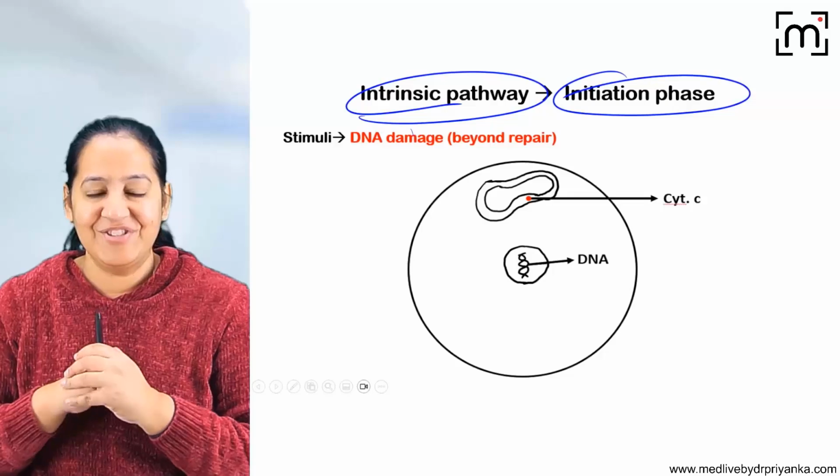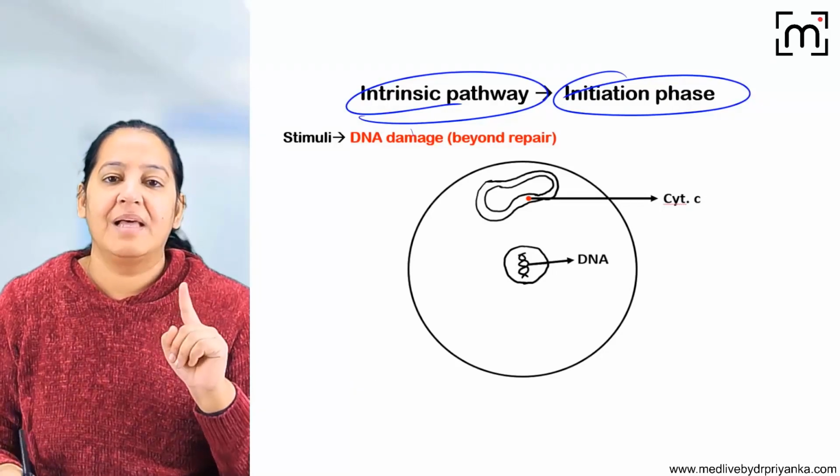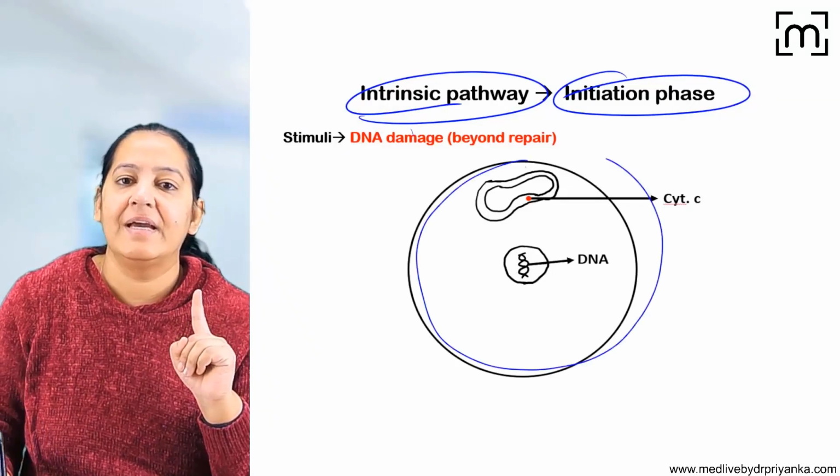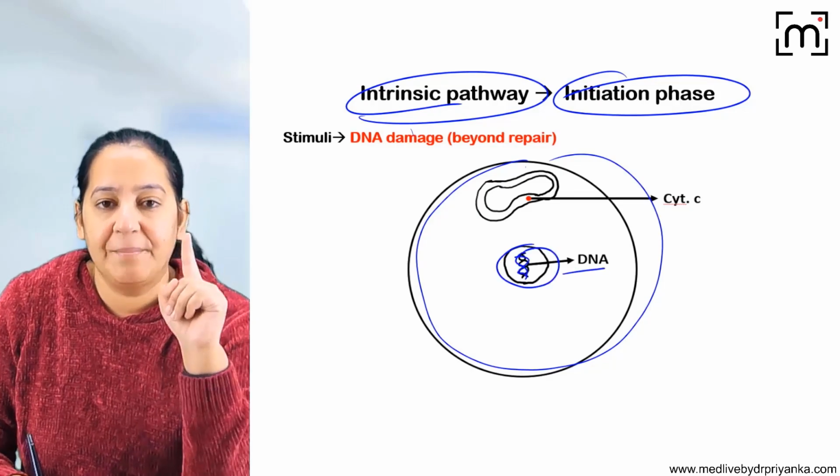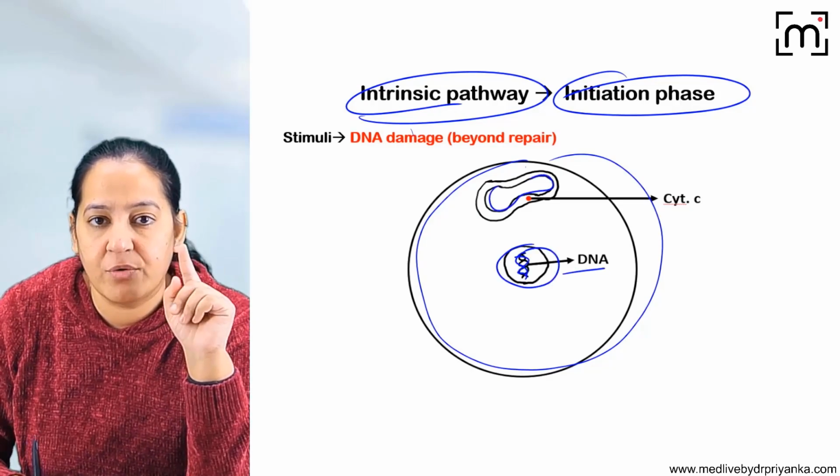Now, can you see a cell in front of you? Please appreciate the cell. I guess everyone can see. This is the nucleus of the cell. This is the double-stranded DNA of the cell. You can see the mitochondria. You can see the two membranes of the mitochondria, the inner membrane and the outer membrane.